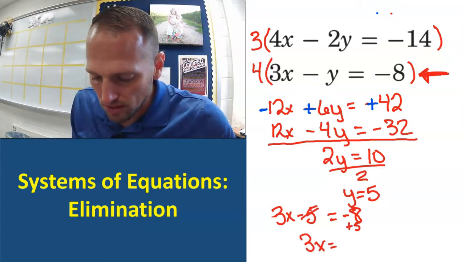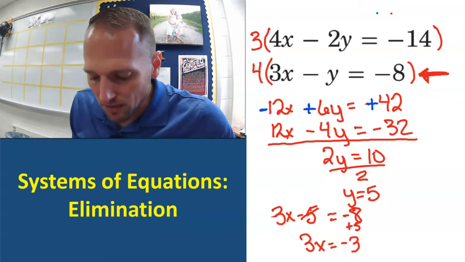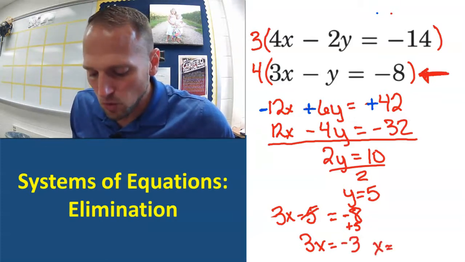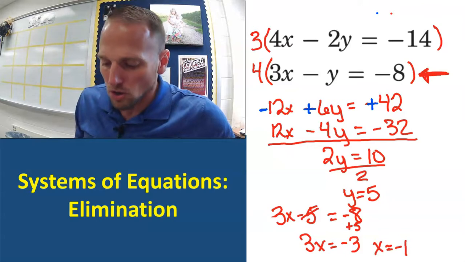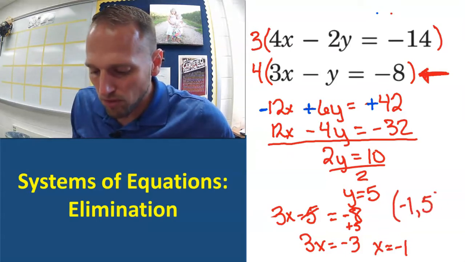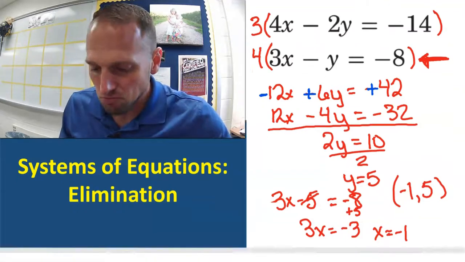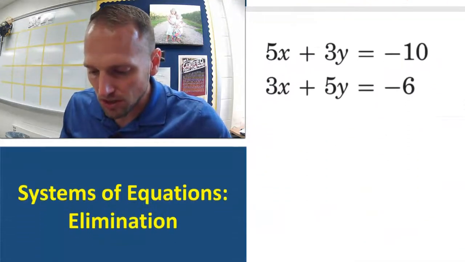3x equals negative 5 minus 8... 3x equals negative 3. Then divide by 3 and we're going to get x equals negative 1. So my answer, the one answer that works for both of these, is the point negative 1, 5. Pretty cool. Let's look at the next one.